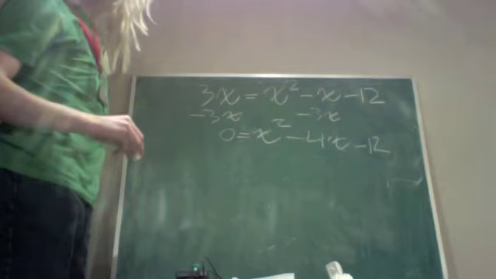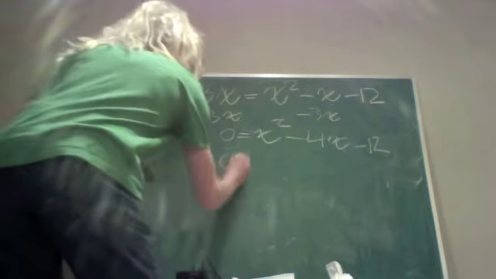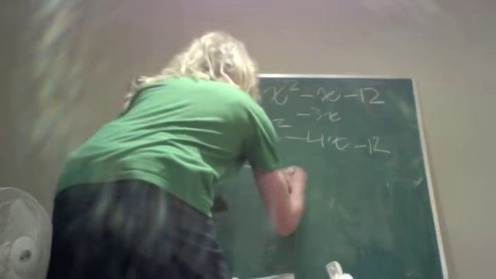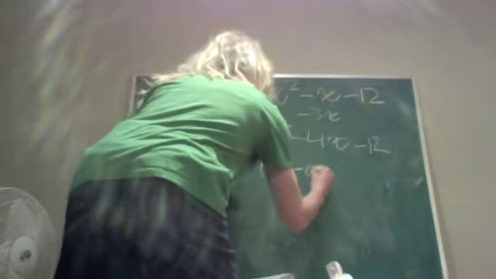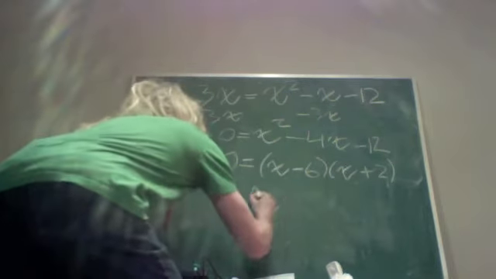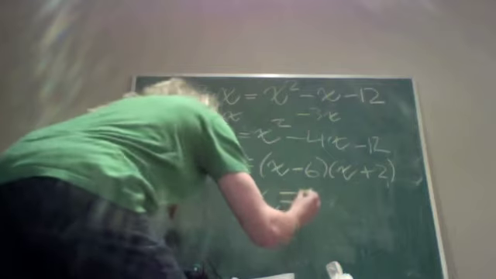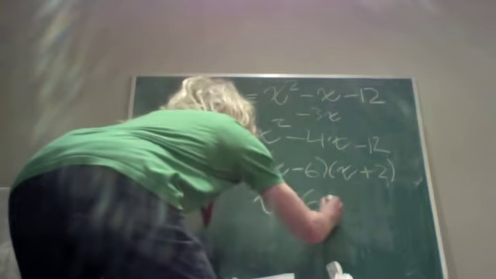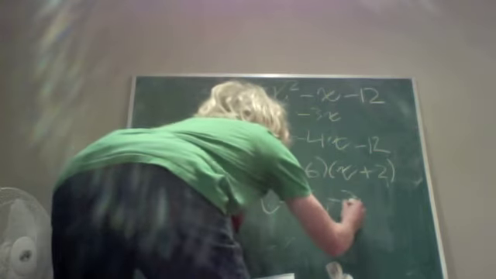Now, with whichever method you choose, factor this out. So then from that we'll get 0 equals x minus 6 and x plus 2. From that we get that x equals 6 and negative 2.